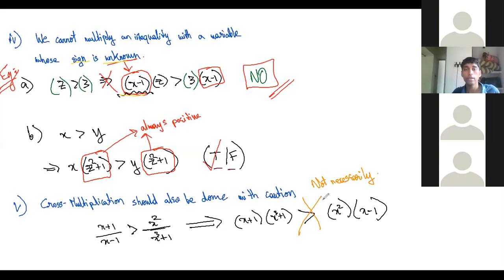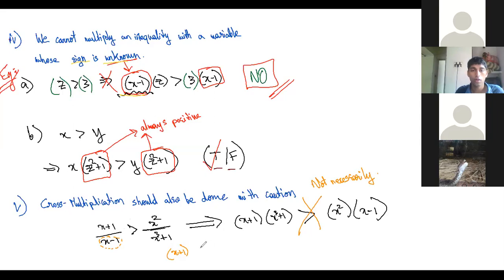Why? What is the reason? The reason is the same thing. You don't know what is x minus 1. X minus 1 can be something negative. If it is something negative, then when you multiply x minus 1 on both sides, x plus 1 greater than x square by x cube plus 1 into x minus 1. You're multiplying x minus 1 on both sides. But then if this is negative, then the inequality will change.